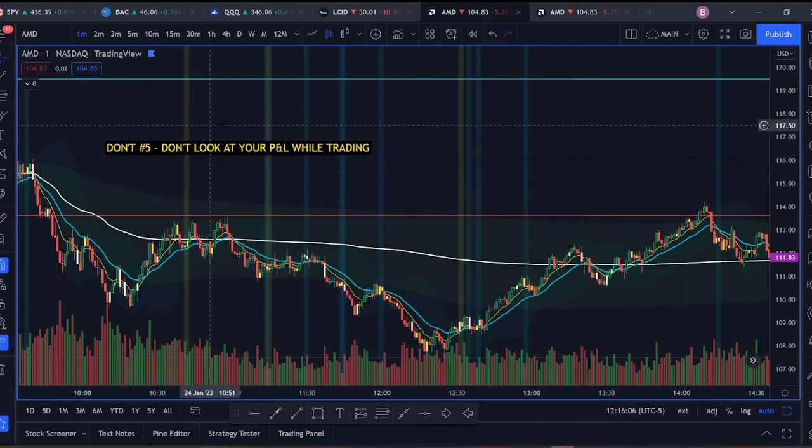So don't have it up. Don't look at it while trading. A lot of people look at it at the end of the day, and maybe that's good. I've tried that too. For me, I'm at a point where I'll look at it after each trade. But you should not have it up and focus on it while you're trading. Trade the chart. So yeah, number 5, that's it.